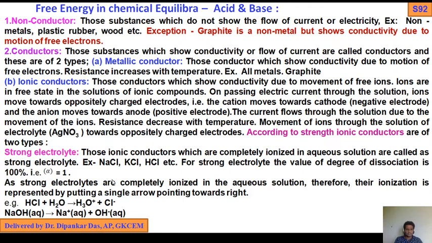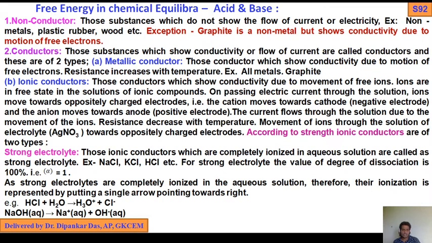Those ionic conductors, these are the substances which completely dissociate into ions in aqueous solutions. These substances which completely dissociate into ions are called strong electrolytes, for example NaCl, KCl, HCl. For strong electrolytes, the value of degree of dissociation is 100%. Now another important term, degree of dissociation. In the next slide we will discuss what this is. For strong electrolytes, alpha is 100%, that is 1, because strong electrolytes completely dissociate into ions.